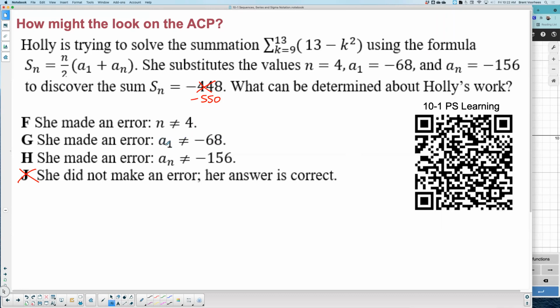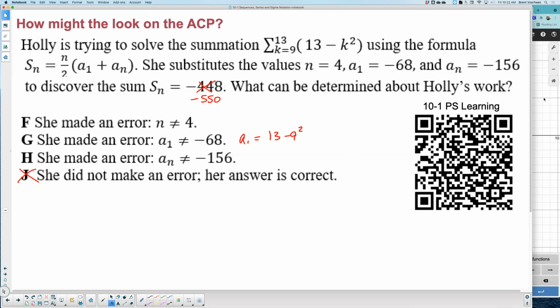You would actually not plug in a 1. That's why I want to talk about this. You don't plug in a 1. Look up here. The very first one, you don't plug in a 1. What do you plug in first? A 9. To find A1, you would plug in a 9. A1 would equal 13 minus 9 squared.